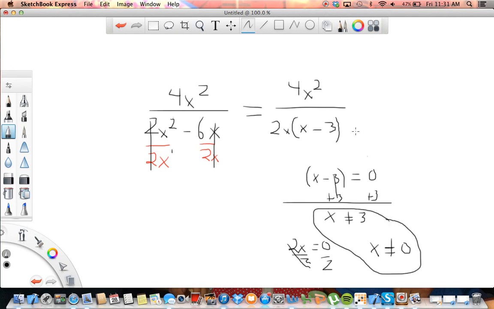The last thing we have to do, step 3, is simplify this as far as we can. And so you look at the numbers in the numerator and then the numbers outside the parentheses, in this case in the denominator. So 4 divided by 2 is going to leave you with 2. x squared divided by x is going to leave you with just an x in the top. So our final answer is going to be 2x divided by x minus 3.